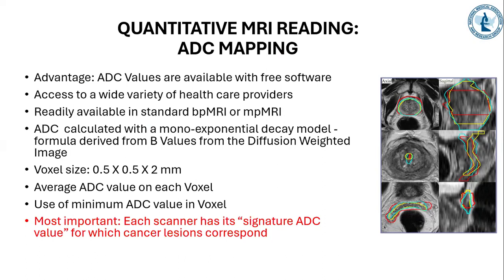But most important is that this technology has to be identified per scanner. So each scanner has a signature for ADC value. So you need to find what your scanner does as far as ADC values. You need to probably identify 10 patients with different ADC values that correspond to each cancer type, and then use those ADC values to your advantage for future readings.